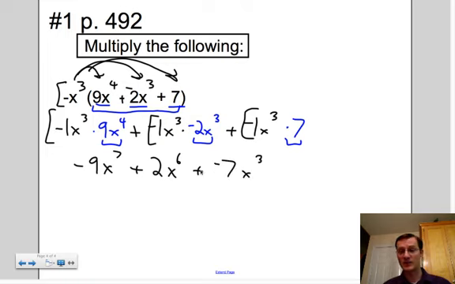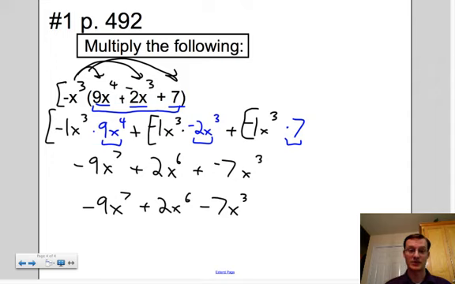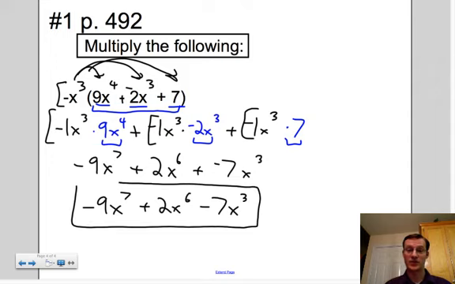Now, it's not really nice to do this double sign. It's not simplified. It's not a good looking version of it. So we're going to change this to negative 9x to the 7th plus 2x to the 6th minus 7x cubed. And that's it. That's what we'll do to multiply monomials.